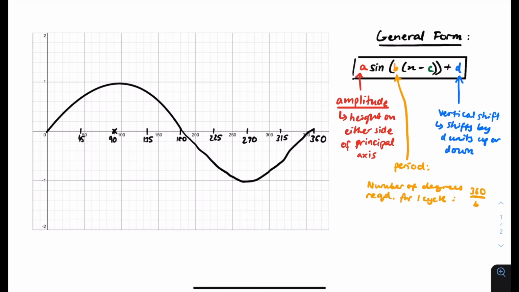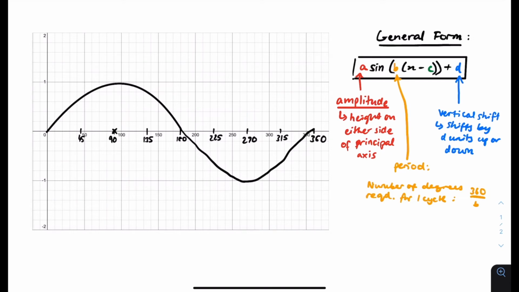So what that means is that if b is 2, then the period for the new function would be 180 degrees, in that one full cycle will take place in 180 degrees. So let's just see how that might look. If the value of b is 2, then the function will take place twice within this 360-degree frame, and therefore once within the 180-degree frame.